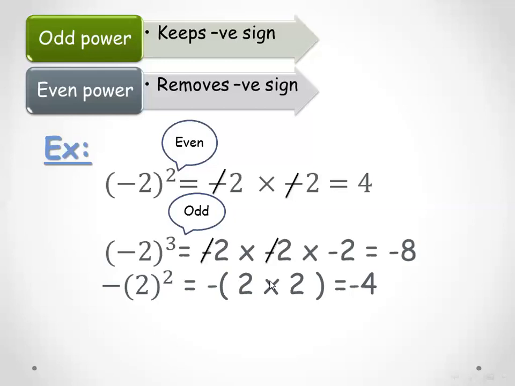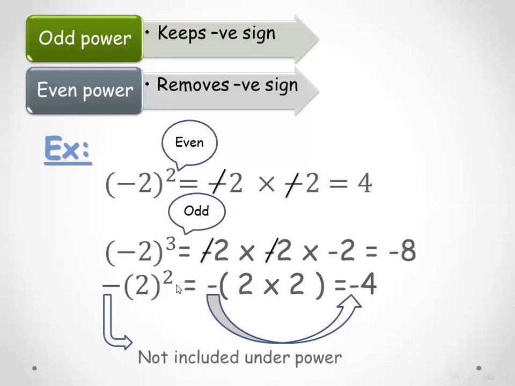2 to the power 2 means 2 times 2. I'm going to solve the bracket. 2 times 2 equals 4, and then take the negative and put it in the answer. So my answer is negative 4. The power here didn't remove the negative sign because it's not included under the power.